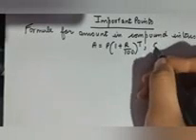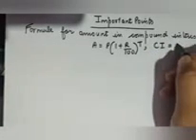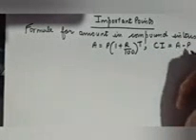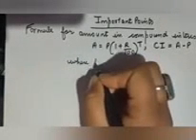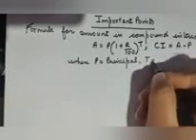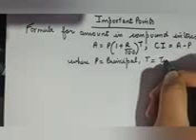And if I have to find out CI, that is compound interest, the formula is A minus P here. I will also write what P is here. P is your principal, T is your time, and R is your rate here.